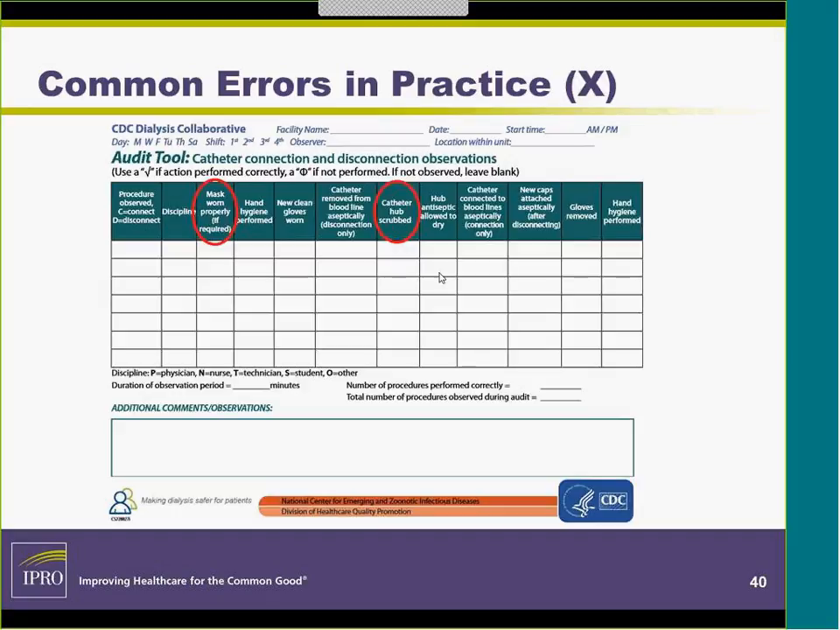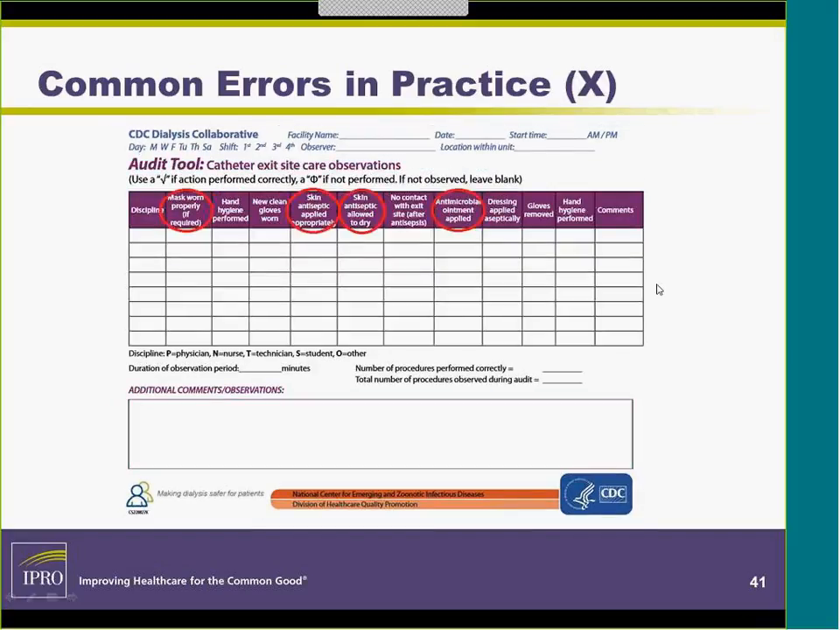So in domain 10, the audits for the catheter include catheter exit site care, catheter connection and disconnection, and cannulation. Some of what I'm finding is the mask being improperly worn, often below the nose, whether it's the patient or the staff. The catheter hub during connection or disconnection is not being scrubbed for a sufficient amount of time. In the exit site care, this also includes the skin antiseptic not being applied appropriately.